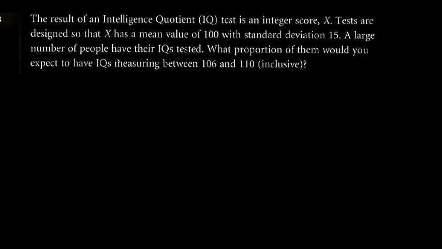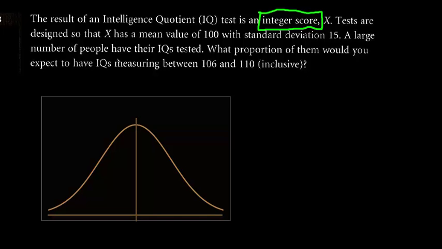So this next example is used for modelling discrete distributions or discrete situations in a normal distribution. So we're talking about IQ tests, an integer score. Now the key word there is the integer score. When you're looking at a normal distribution, you end up having a nice smooth curve. A normal distribution applies to continuous variables, and since it's an integer score, this is a discrete variable.